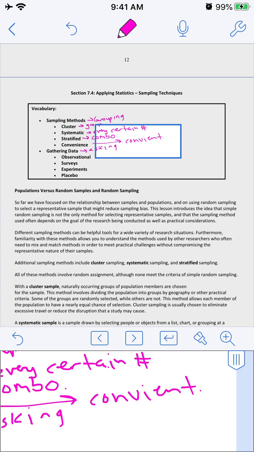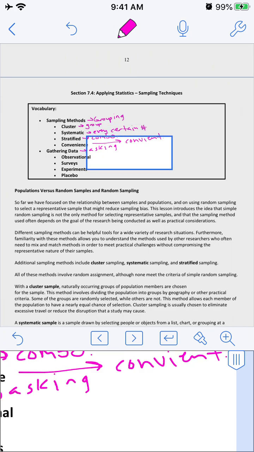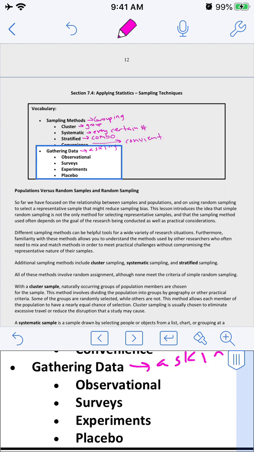But it is convenient to you. Okay. Convenience is often the one that people kind of double up, but it is in itself its own sampling method. So those are our ways to kind of group people together to ask them. Not super bad. The actual gathering of the data, you can do it in a bunch of different ways. There's really only three. Placebo goes with experiments.